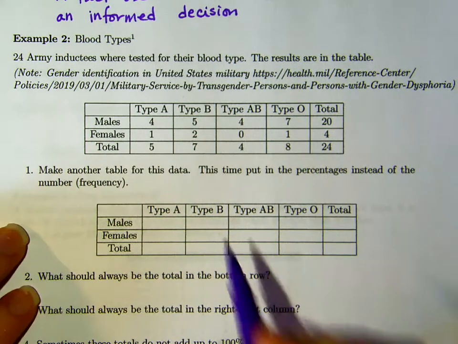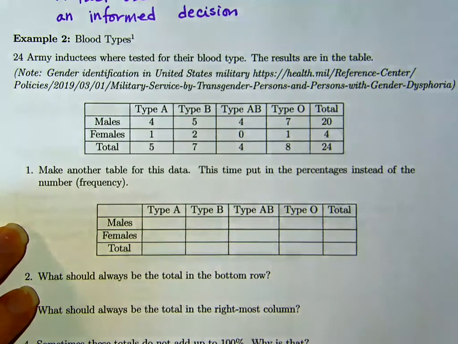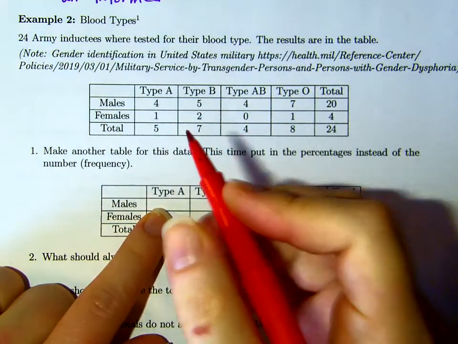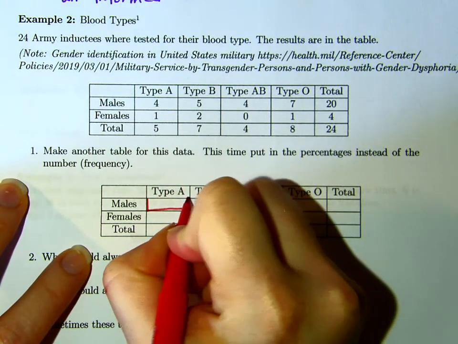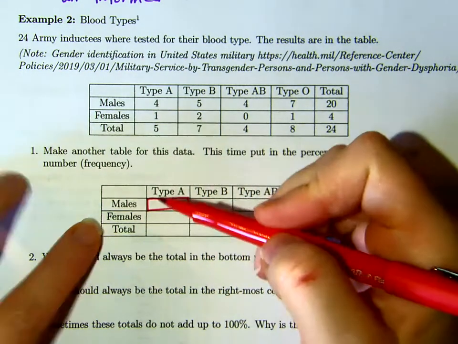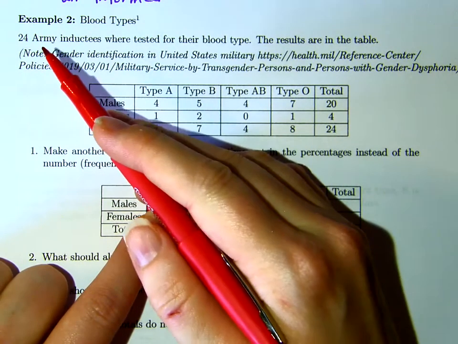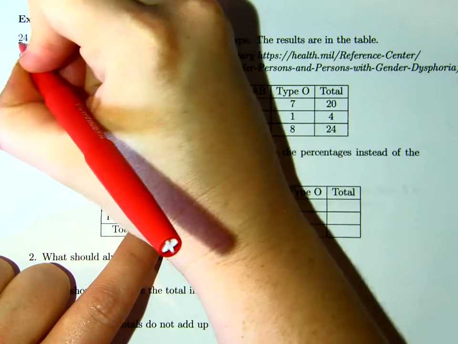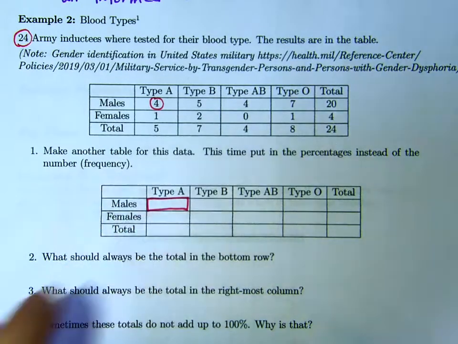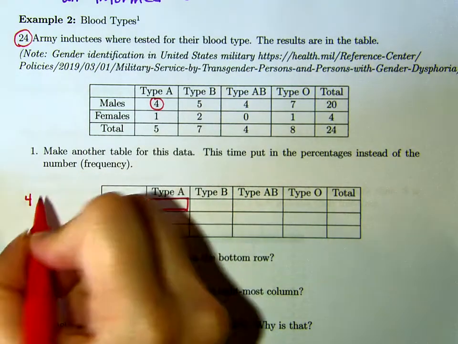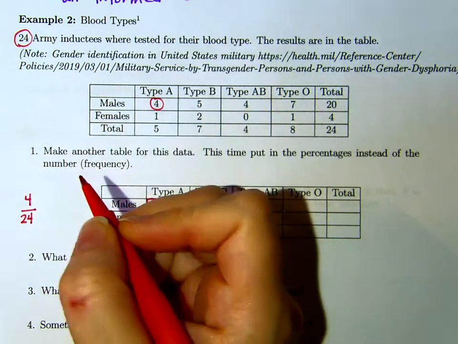Okay, so let's do that quick. Percentages. So when I think about the percentage, I'm going to go up here, and this first box, cell, location, whatever, is males of type A out of these 24 Army inductees. And up here, I see that this is 4 out of 24 inductees. So this right here is 4 out of 24.